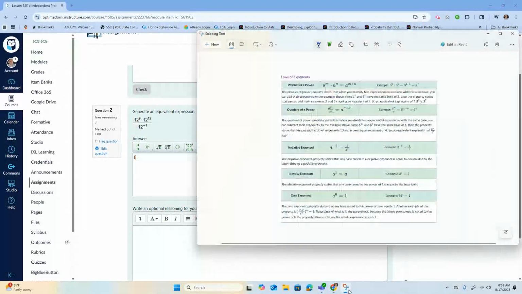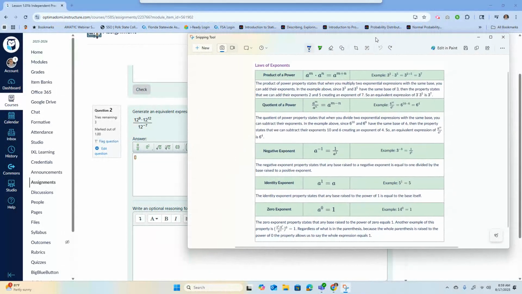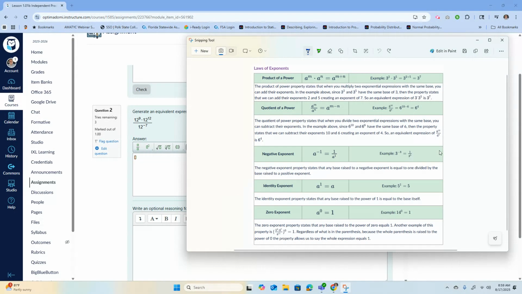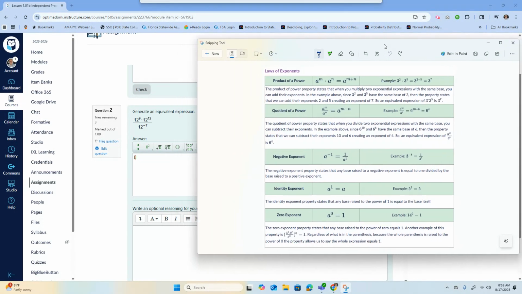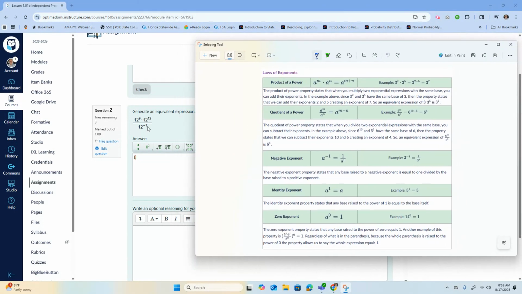All right, here's question number 2 of this lesson 101B. They gave us this exponential expression. That's how we call these math problems that do not have an equal sign and contain exponents. We call it an exponential expression. They gave us 12 to the 9th power times 12 to the 12th power divided by 12 to the negative 7th power. So here's what you're going to do.